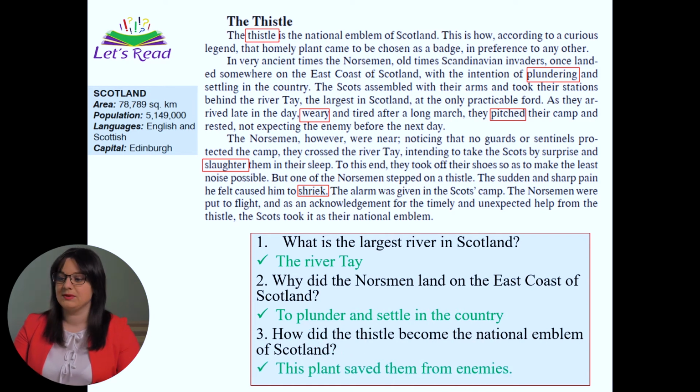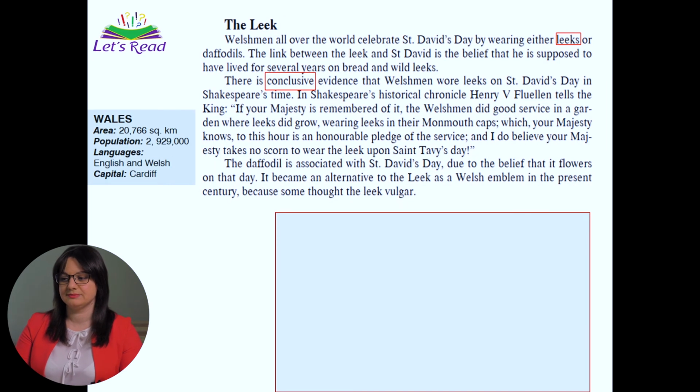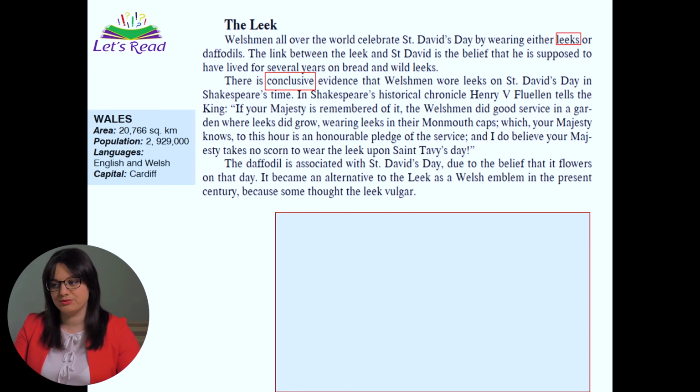Thank you. Now let's continue with Wales. The leek. Welshmen all over the world celebrate St. David's Day by wearing either leeks or daffodils. The link between the leek and St. David is the belief that he is supposed to have lived for several years on bread and wild leeks.